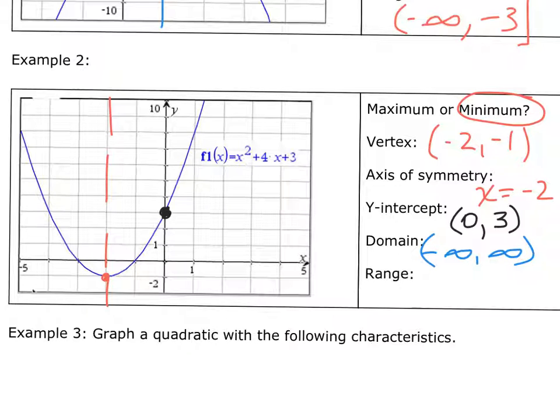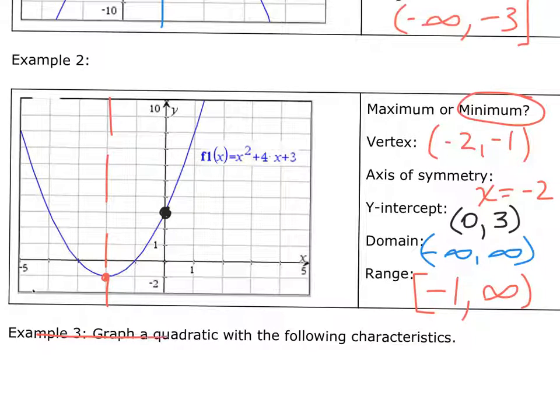What's my smallest y value? -1. The range is -1 to infinity, because it always goes up.